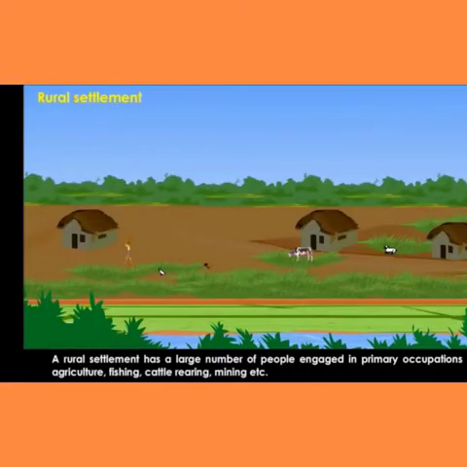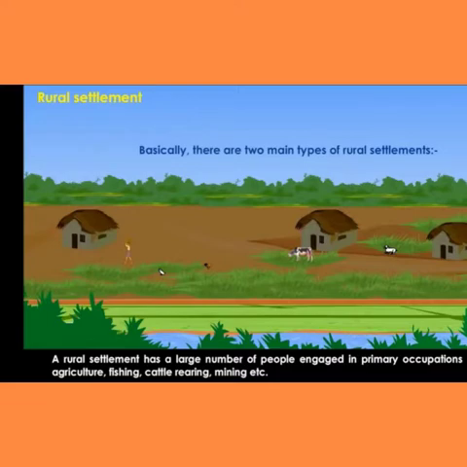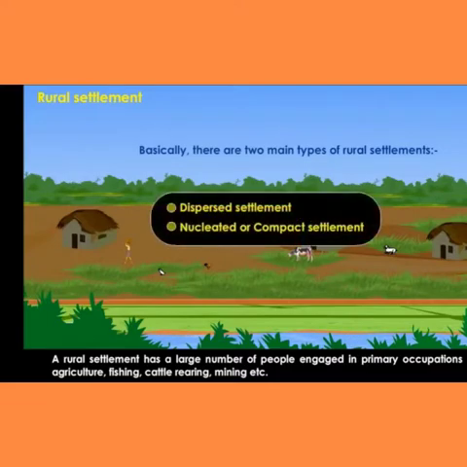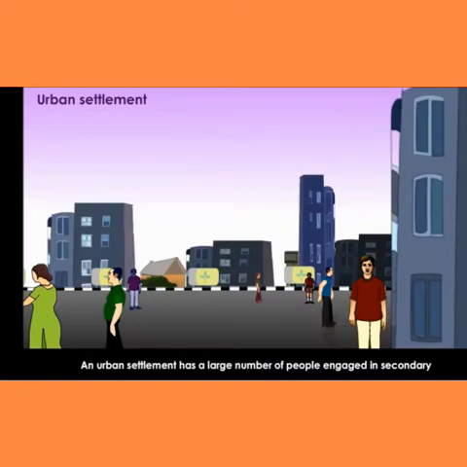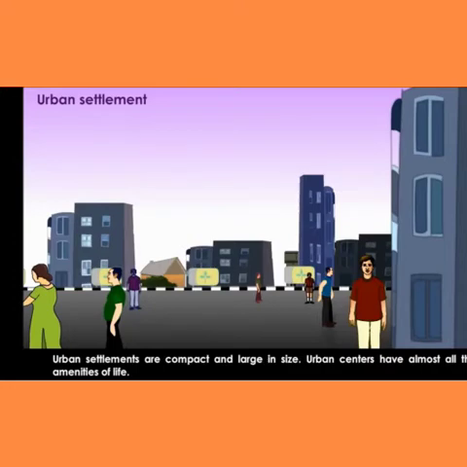Rural settlement has a large number of people engaged in primary occupations like agriculture, fishing, cattle rearing, mining, etc. Basically, there are two main types of rural settlements: dispersed settlement, nucleated or compact settlement. Urban settlement has a large number of people engaged in secondary or tertiary occupations like trade, transportation, industry, etc. Urban settlements are compact and large in size.